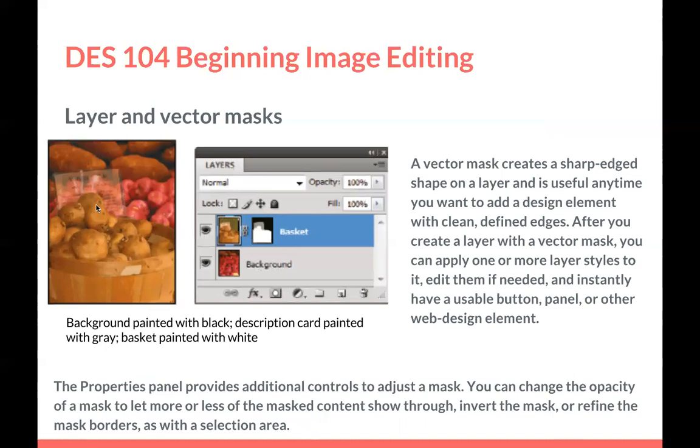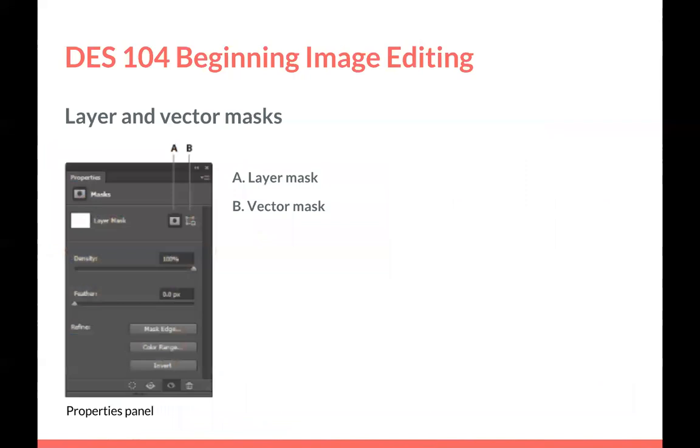So the properties panel provides additional controls to adjust a mask, and you can change the opacity of a mask to let more or less of the mask content area show through. You can invert the mask, or you can refine the mask borders as with a selection area. So again, A is the layer mask, and then B is a vector mask. And this is the properties panel.